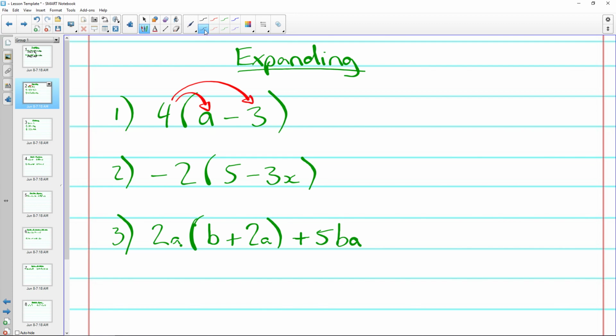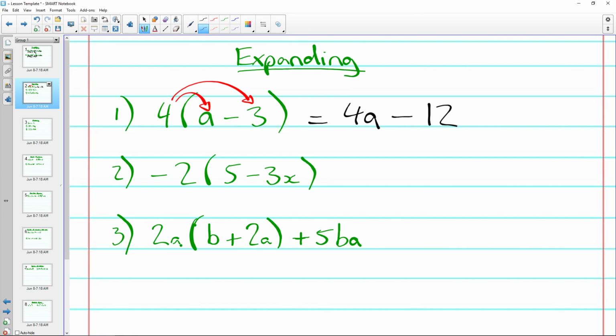So what we're going to do is 4 times a first, which is 4a, and then 4 times negative 3. Now, 4 times 3 we know is 12, so if we're doing 4 times negative 3, it's negative 12. So basically, you can think of it as two mini questions: first doing 4 times a, which is 4a, and then 4 times negative 3, which is negative 12. And put those two answers next to each other.